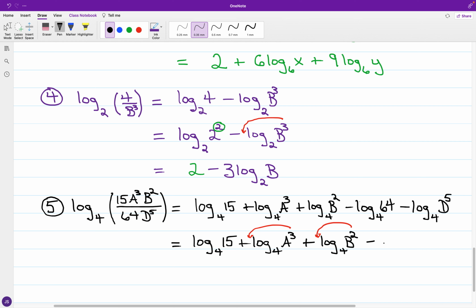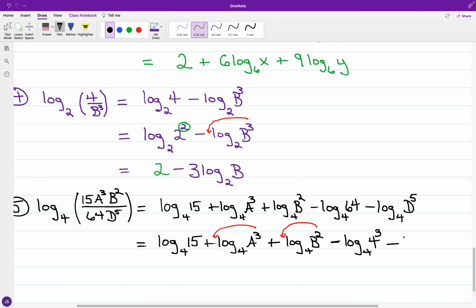Now for the base 4 logarithm of 64, unlike 15, 64 is a multiple of 4, and it is also an integer power of 4. So 64 is going to be 4 raised to the third degree, and we can reduce this term. And for the base 4 logarithm of d to the fifth, we can make the 5 also into a coefficient.